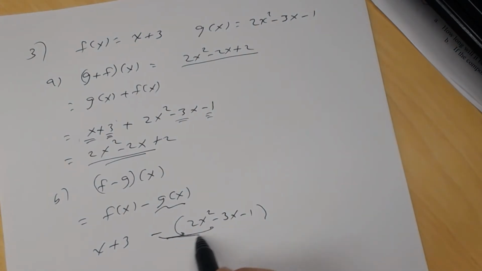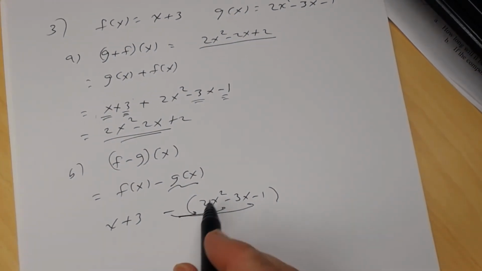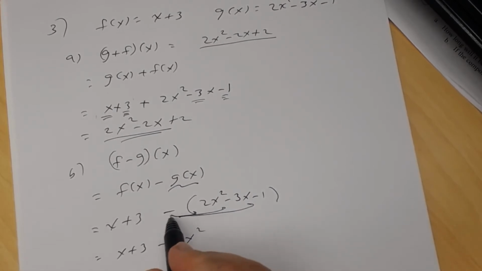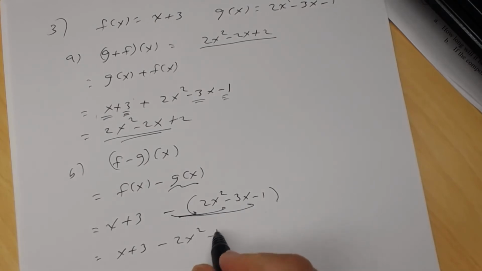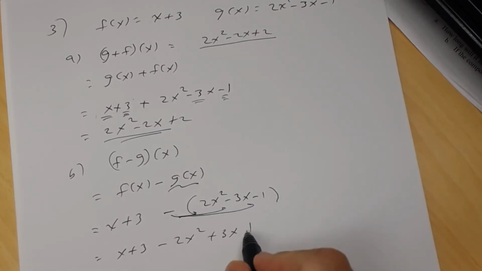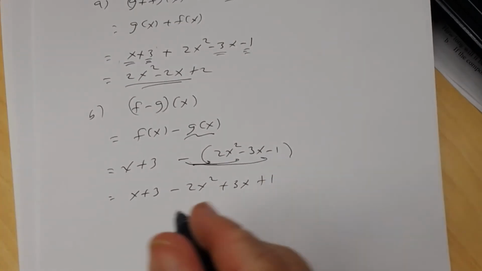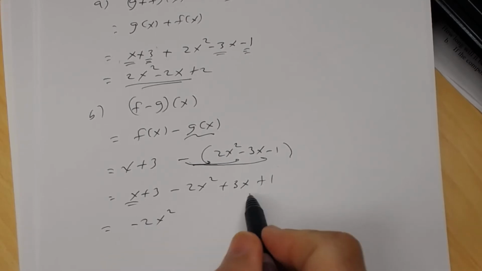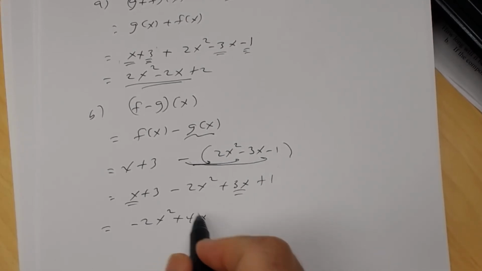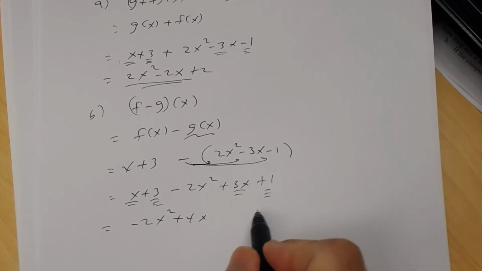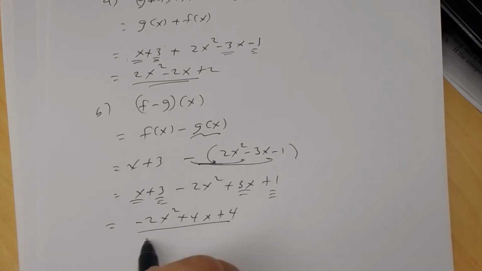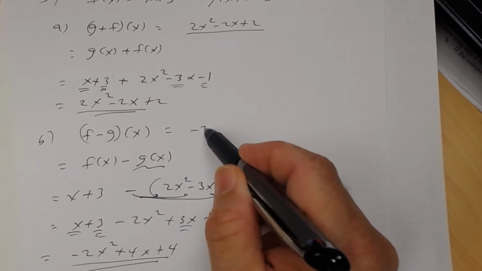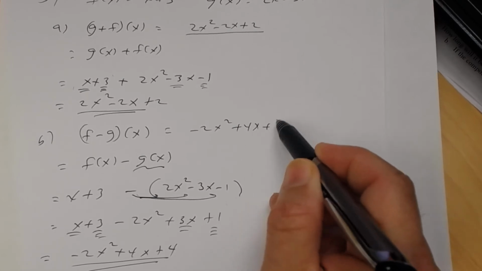Now if I get rid of the parentheses, distributing a negative 1 through there, or adding the opposite, I'm going to get x plus 3 minus 2x squared. A negative 1 times a negative 3x is a positive 3x, and a negative 1 times a negative 1 is a positive 1. Putting this in descending order and combining like terms, I get negative 2x squared, a positive x and a positive 3x is a positive 4x, a positive 3 and a positive 1 is a positive 4. So that's the answer: negative 2x squared plus 4x plus 4.